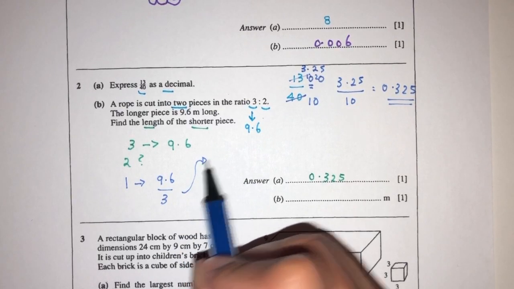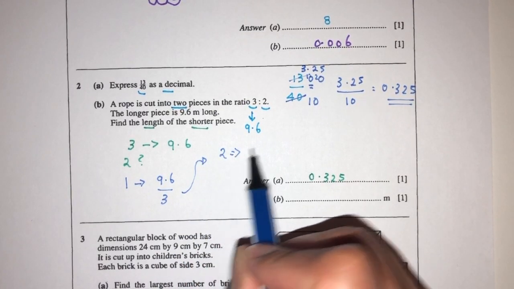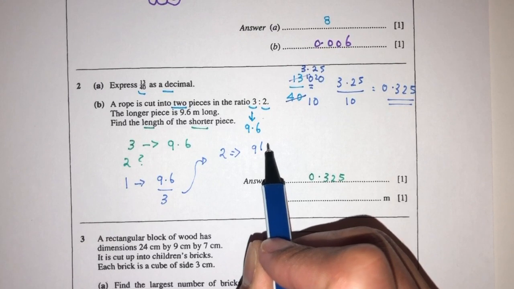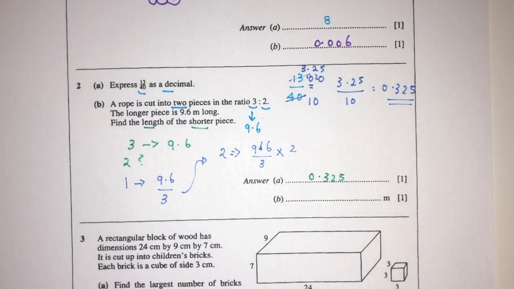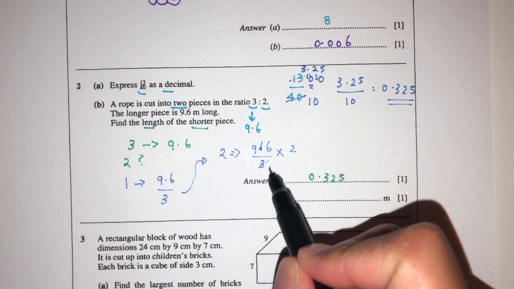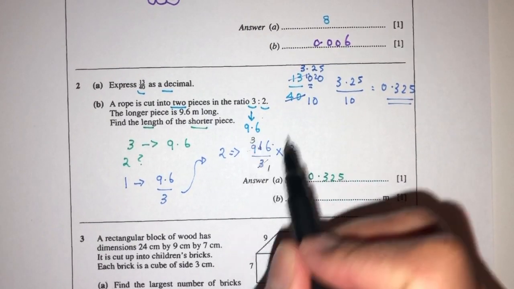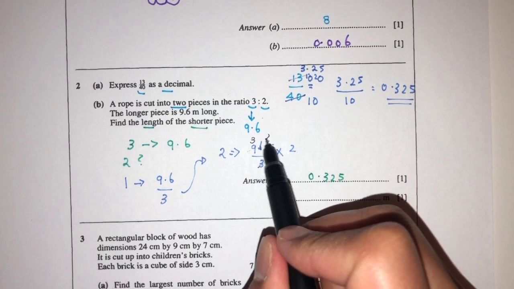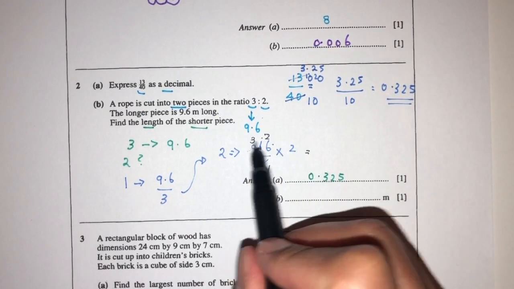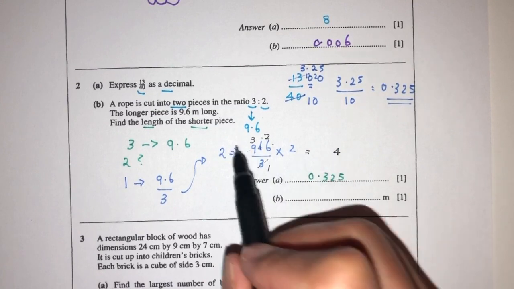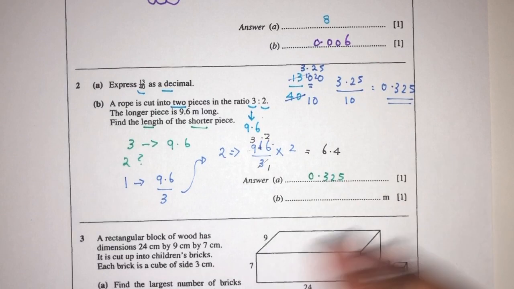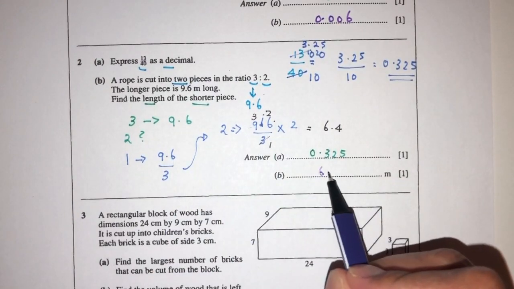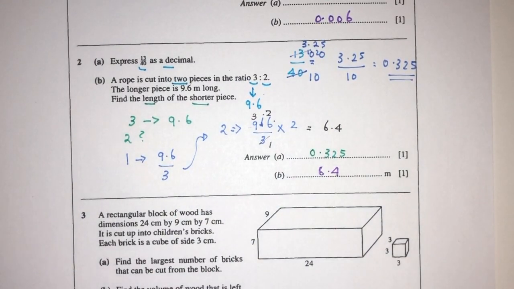From here, we can conclude that 2 has to be 9.6 over 3 times 2. So simplify. Divide by 3, that will be 1, that will be 3. And here you will have 0.2 times 2, so 2 times 3 is 4, and 3 times 2 is 6. That will be 6.4 for the length of the shorter piece, using the ratios given to you. That is your question number 2.